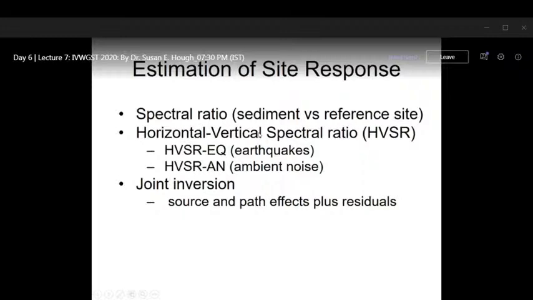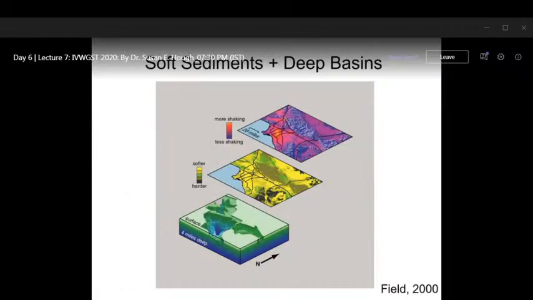There are other methods as well. One is by looking at the horizontal to vertical ratio, with this HVSR. You can do that using earthquakes. You can also record ambient noise and look at the ratio, and this gives you some information that can help constrain site response. And then if you have a lot of earthquakes recorded at a lot of stations, you can set up what we call a joint inversion and mathematically take that data and solve for the earthquake source effects, the path effects, and the residuals, or the site response. I just want to list that. So this is how site response estimation has been done in California fairly recently.